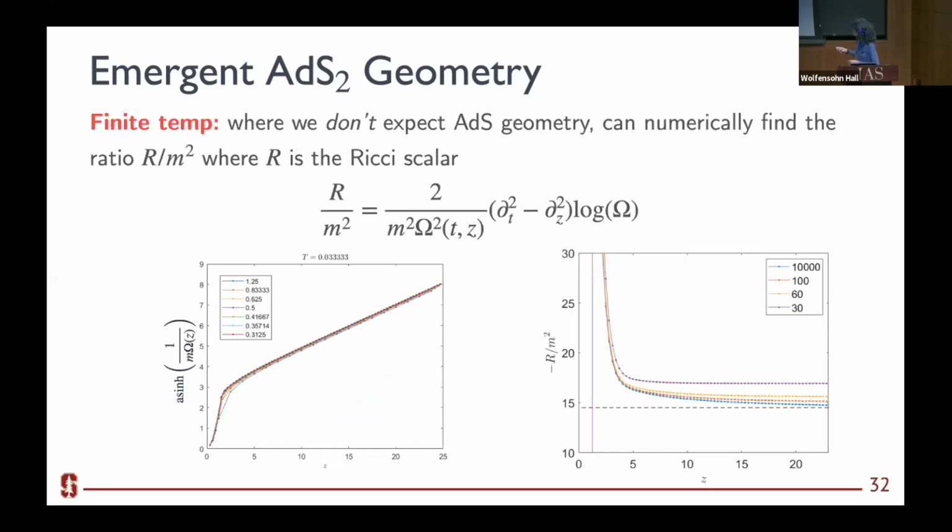Similarly, in the case of finite temperature, where we don't expect to have an AdS geometry, we can numerically find the ratio of the Ricci scalar to the mass squared, which is given by this expression. So this joint quantity, the arcsinh of it, is plotted here. Using that, we can extract this ratio, and we find that deep in the bulk, we approach something that looks like a constant curvature, but it diverges near the boundary, and we suspect that this has to do with some boundary UV physics.